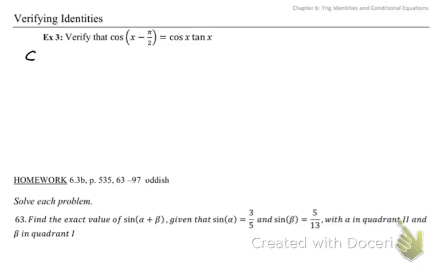And I'm going to rewrite that as cosine of x times cosine of pi over 2. Since that's a minus, it becomes a plus for cosine. And we have sine of x sine of pi over 2.